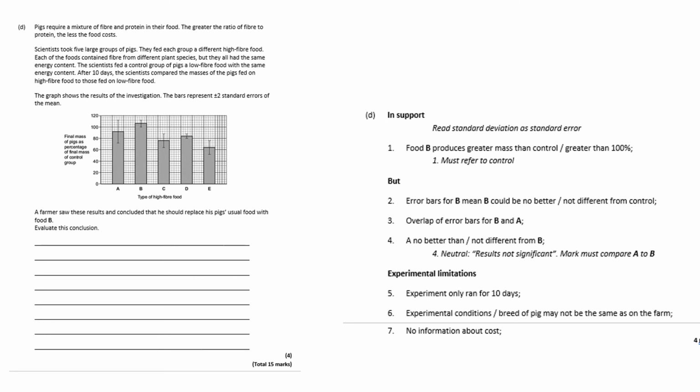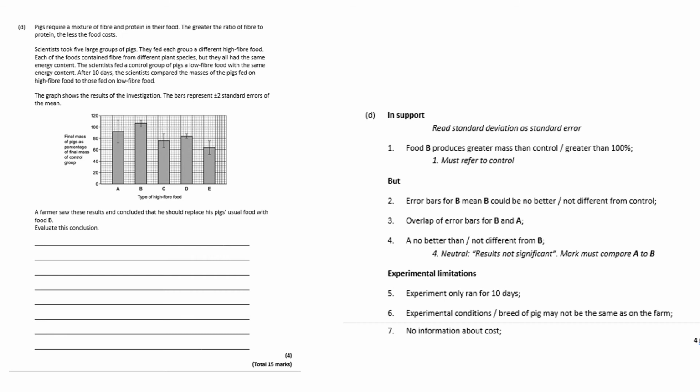So if we look at the conclusion itself, the farmer saw these results and concluded that he should replace the pig's usual food with food B. So if you're asked to evaluate, you need to give some information in support of the farmer's conclusions, and you have to give some against. So you're doing a for and against. You always do that in the evaluation. You also need to think about the experimental limitations of this particular example, and they tend to go in the against section, if you like.